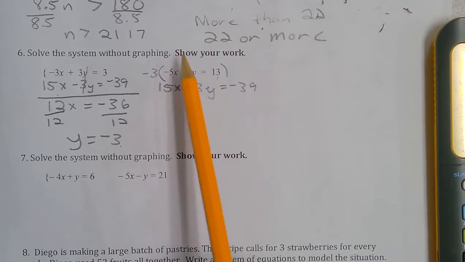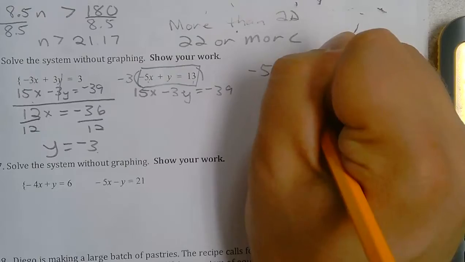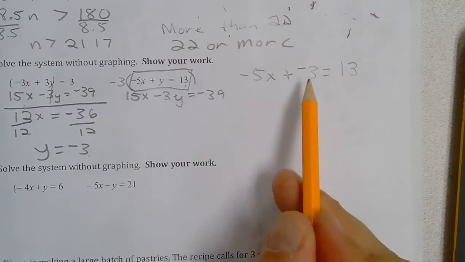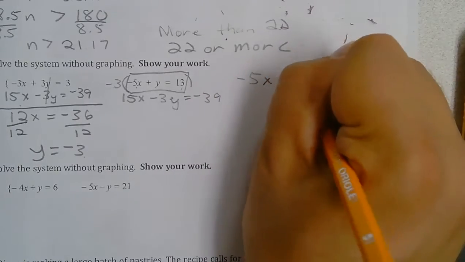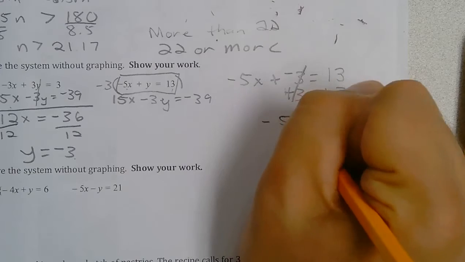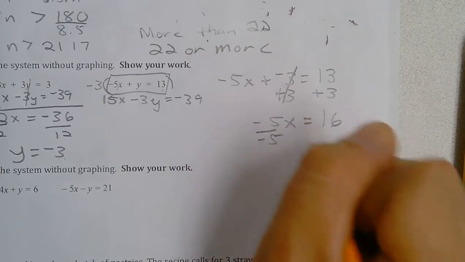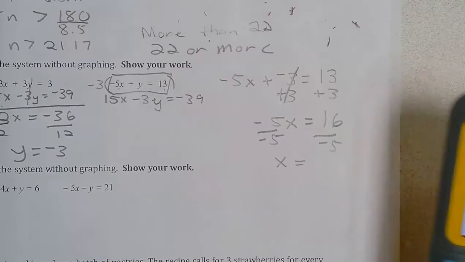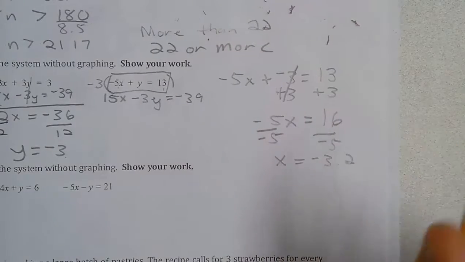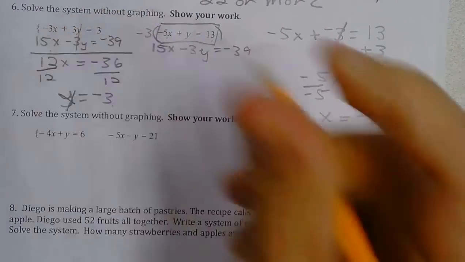Now that we know x, we can use either equation to solve for y. So I'm going to use this original equation. And we have -5x plus y is really -3. So plus -3 equals 13. So to make that 0, I add 3 to both sides. So we have -5x equals 16. Then divide everything by -5, and we get x equals -3.2. Whoops, and I made a small mistake here. This was solved for x, so we have x equals -3.